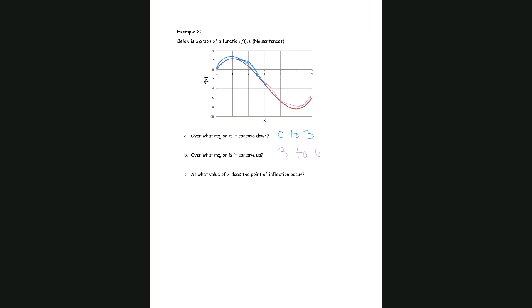Now I want to talk about the inflection point. The inflection point is a point where the graph changes concavity, from concave up to concave down, or from concave down to concave up. So look at these 2 points. Our inflection point is here at x equals 3, because 3 is on the interval from 0 to 3 for concave down, and also on the interval from 3 to 6 for concave up. So 3 is a point where the concavity changes, so x equals 3.